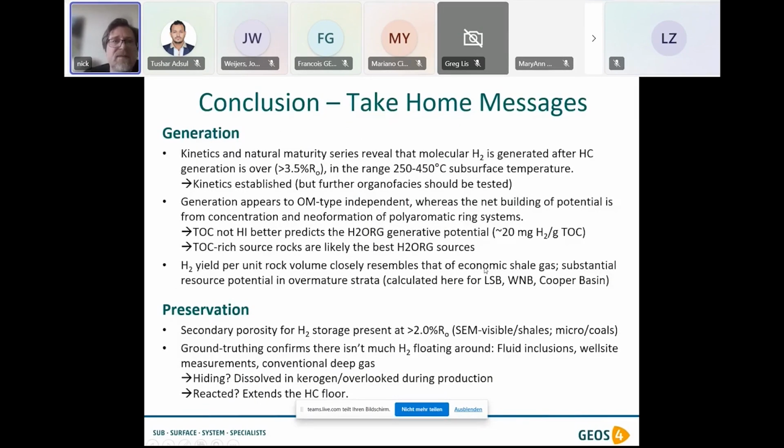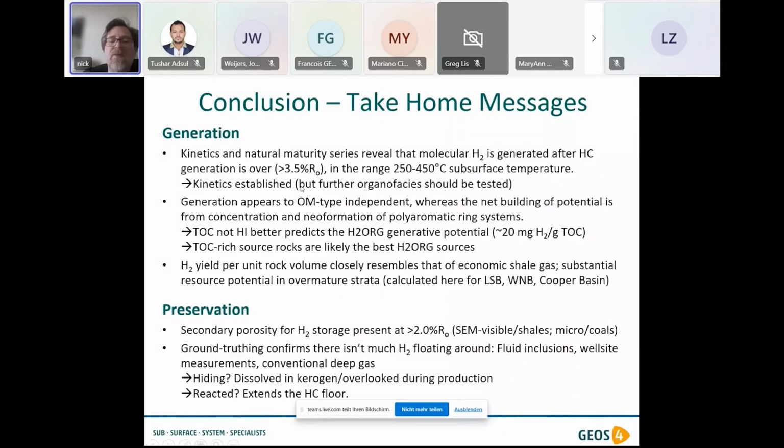So, okay, then let's conclude. The generation part is that kinetics and natural maturity series reveal that molecular hydrogen is generated after hydrocarbon generation is over, so in excess of this 3.5% vitrinite reflectance.